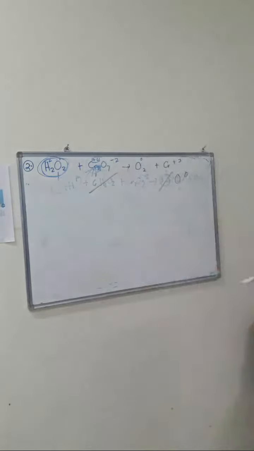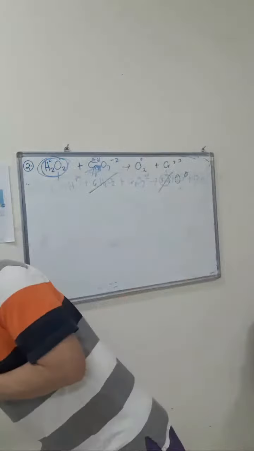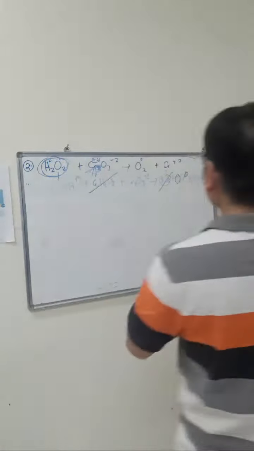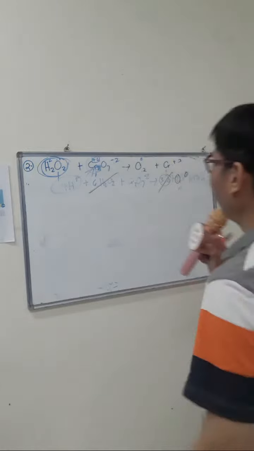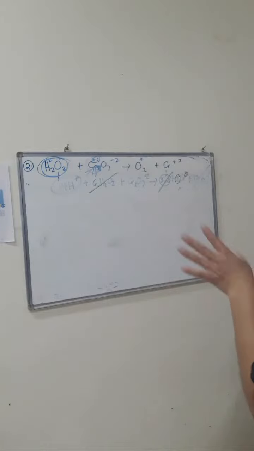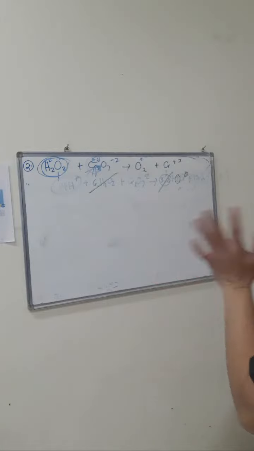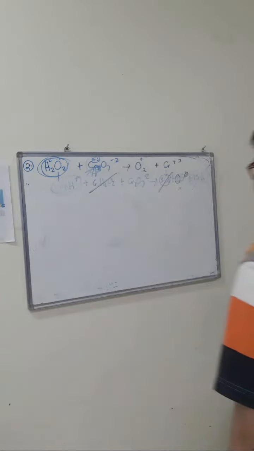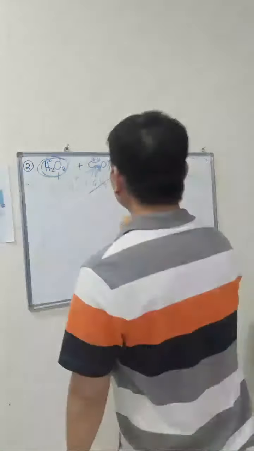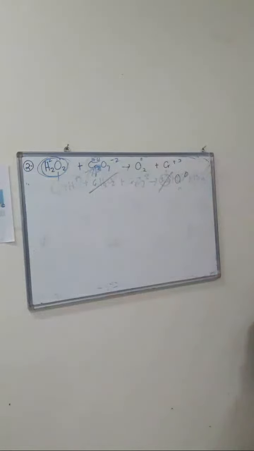Critical analysis before we stop this video. So 14H positive plus 6H2O2 plus dichromate gives 3O2 plus 2Cr plus water. So 6 is the coefficient. 14 should be the balance.